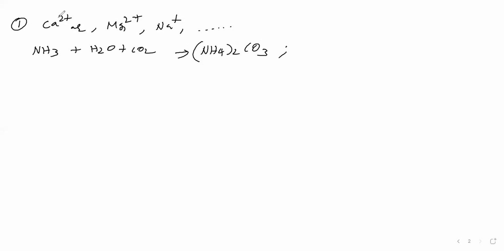This ammonium carbonate converts the calcium ion into calcium carbonate, which is a precipitate. Magnesium ion is converted into magnesium carbonate, which is precipitated. So in this first tower, we have passed ammonia gas and a little carbon dioxide. Ammonia and carbon dioxide become ammonium carbonate. Ammonium carbonate converts calcium ion into calcium carbonate precipitate, and magnesium ion into magnesium carbonate precipitate.